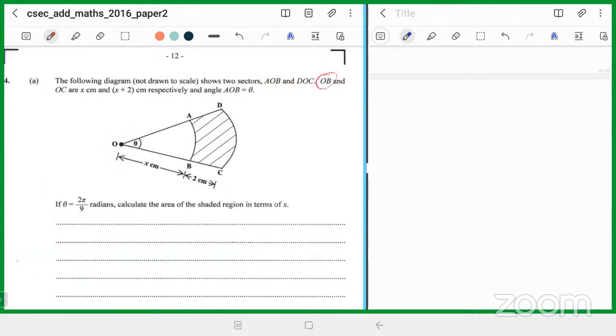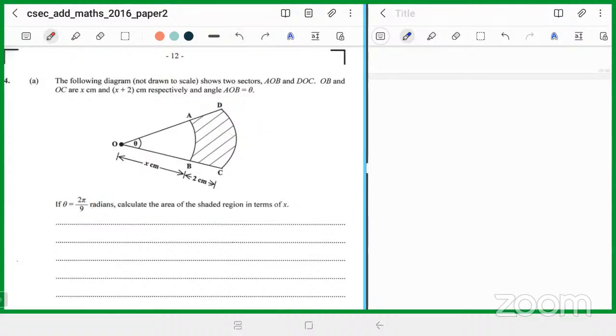It says OB and OC are X and X plus 2 respectively. So the radius of this smaller sector is X, and the radius of the larger sector, as you can see, is X plus 2. So they're giving that away in the description as well. It says the angle there is 2 pi by 9. If the sector angle is 2 pi by 9, calculate the area shaded.